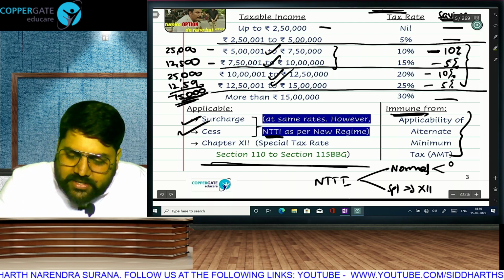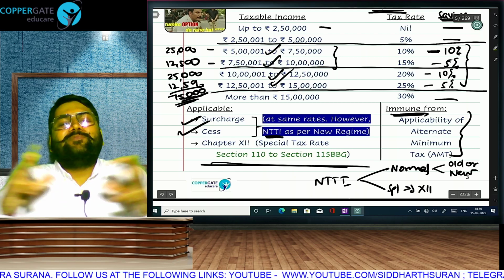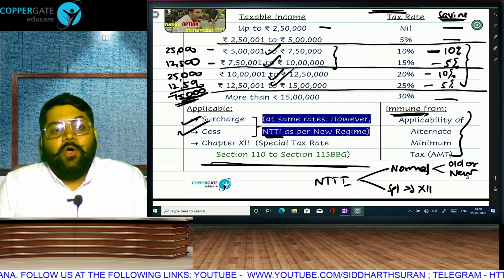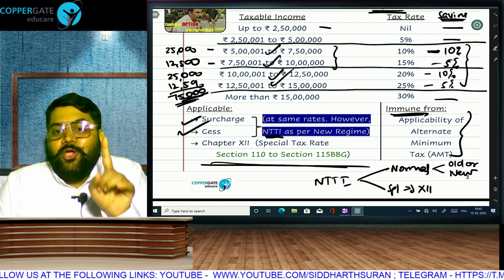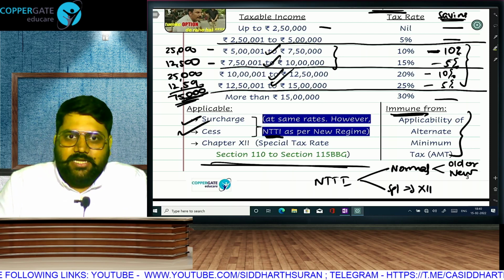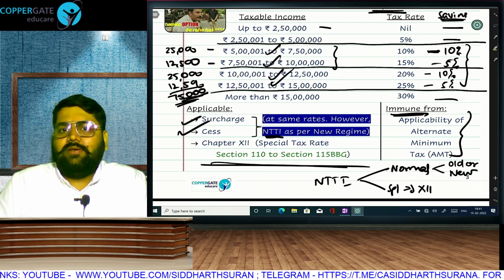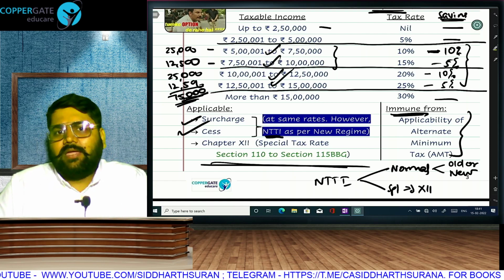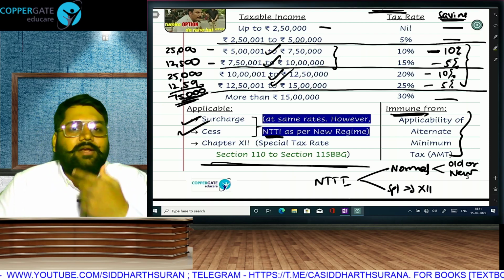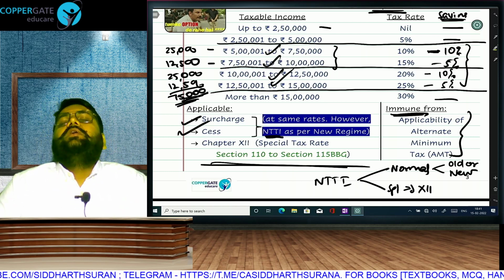Normal income you can decide old or new. So the option of old slabs or new is available only for normal income. Special income will always be taxed at special rates. So that is special rates applicable, surcharge applicable, cess applicable. What is not applicable? Alternate minimum tax will not be applicable for company. MAT, minimum alternate tax, not applicable.